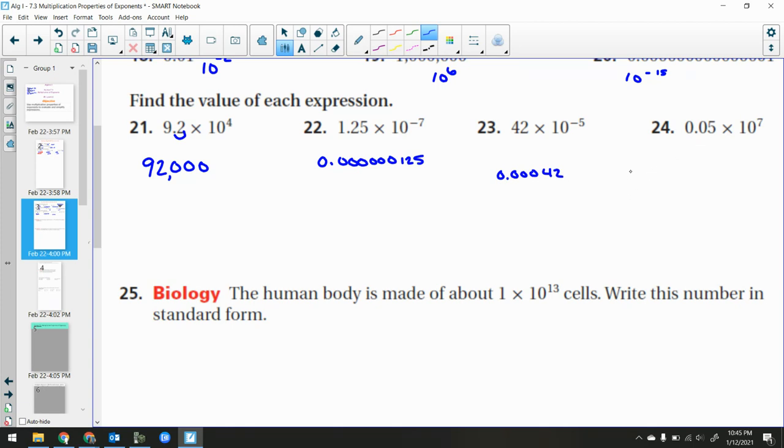0.00042. And then number 24, I move it twice to get back to 5, and then I'm going to do it 5 more times to the right. So 5, 1, 2, 3, 4, 5, 500,000.